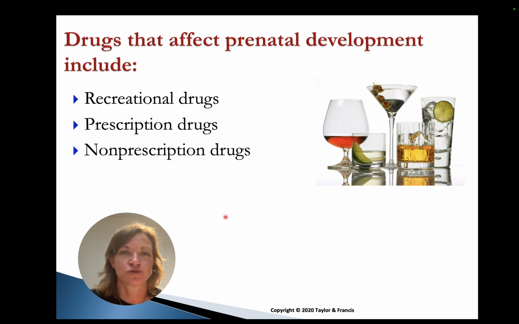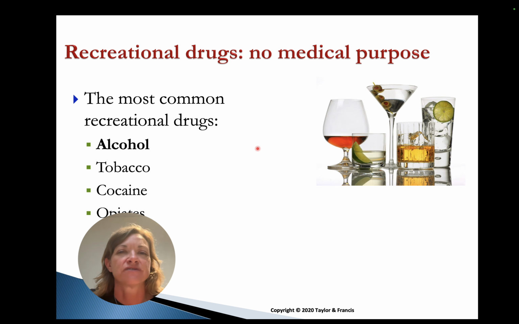There's a whole host of drugs that affect prenatal development in multiple ways. And they can be divided in turn into three categories: recreational drugs, which is what we tend to think of immediately, prescription drugs, and non-prescription drugs. We'll start with recreational drugs, and you can guess from the image which drug we're going to start with. So recreational drugs are drugs that serve no medical purpose. And the most common recreational drugs are alcohol, tobacco, cocaine, and opiates. And all of these have pronounced consequences for prenatal development if used during pregnancy.